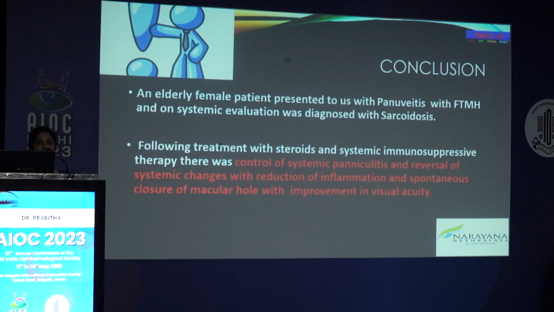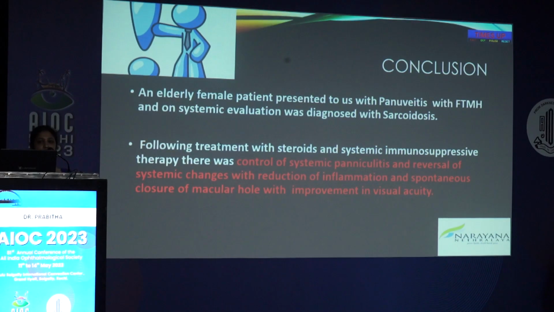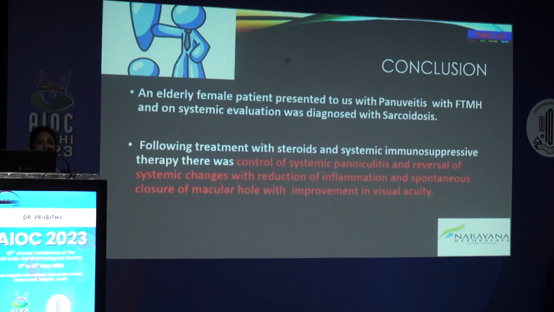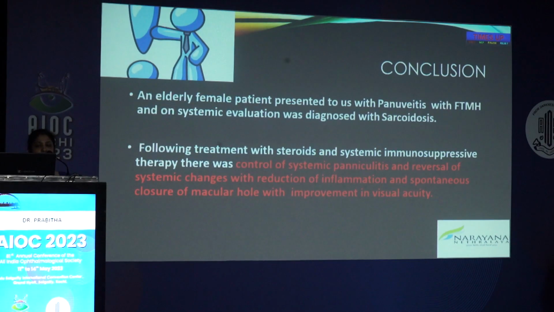So in our case, an elderly female patient presented to us with panuveitis with full thickness macular hole, and on systemic evaluation was diagnosed with sarcoidosis. Following treatment with steroids and systemic immunosuppressive therapy, there was control of systemic panniculitis and reversal of systemic changes with reduction of inflammation and spontaneous closure of full thickness macular hole with improvement in visual acuity.